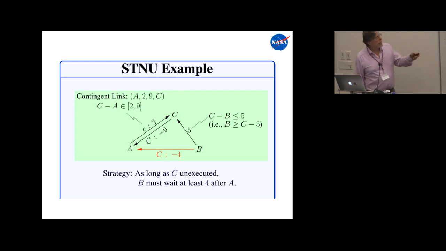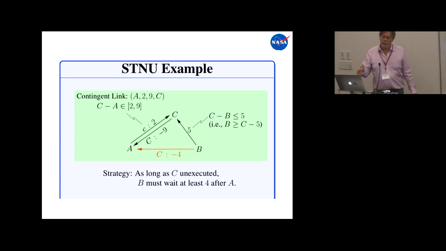So we're going to introduce an edge labeled like this, with the interpretation between B and C: as long as C is unexecuted, B must wait until at least 4 units after A. That's what this constraint means. It's called a wait, and it can be translated into something called a wait constraint. Okay? So everybody see, this summarizes what we found, right?